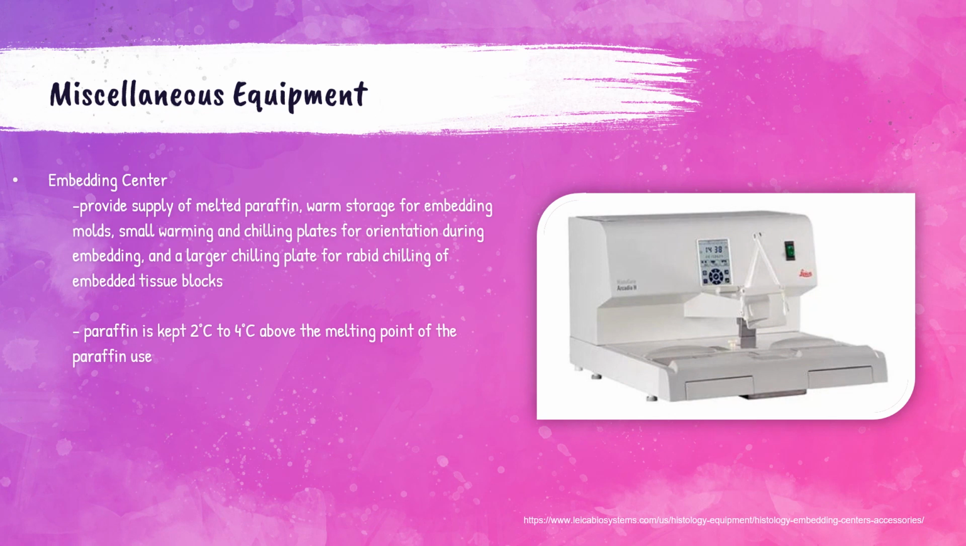A tissue embedding center is a piece of equipment that provides a supply of melted paraffin wax, warm storage for embedding molds, and a warm and chilled plate for tissue blocks. A photo of a tissue embedding center is shown on the right-hand side of the screen here.